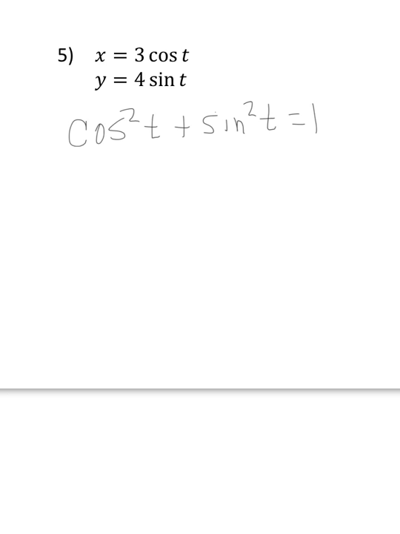Okay, so we have cosine squared t plus sine squared t equals 1. So this is our Pythagorean identity. We're going to use this to help us rewrite this. So the first step is to solve for cosine t and sine t, and then we're going to substitute those values in for cosine squared and sine squared, and you'll see how this works here. Let me just go ahead and write it out, and then you can see how to do that.